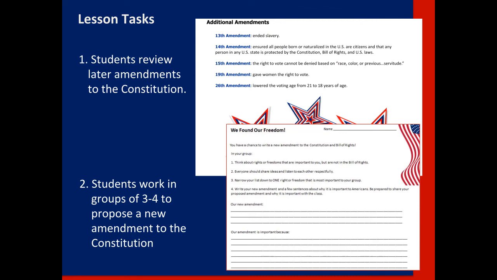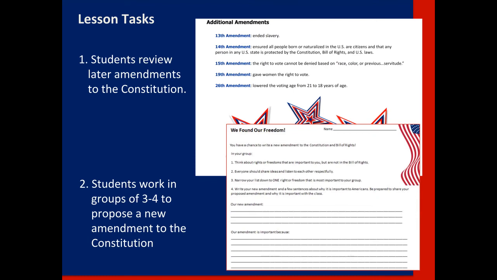You can refer students to the last page in their handout pack, which is this handout you see here, We Found Our Freedom, and explain that the students will need to refer to the sources to complete the following activity. And in their groups, they will think about the rights and freedoms that are important to them, but may not appear in the Bill of Rights.